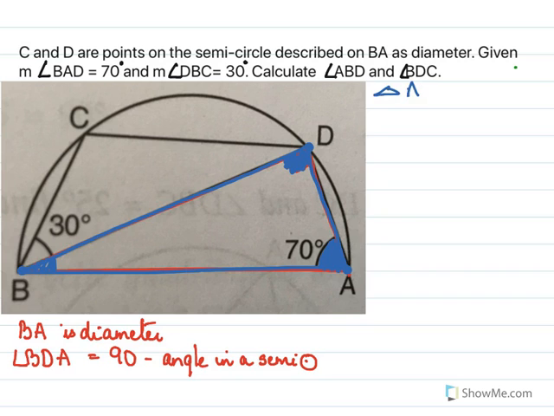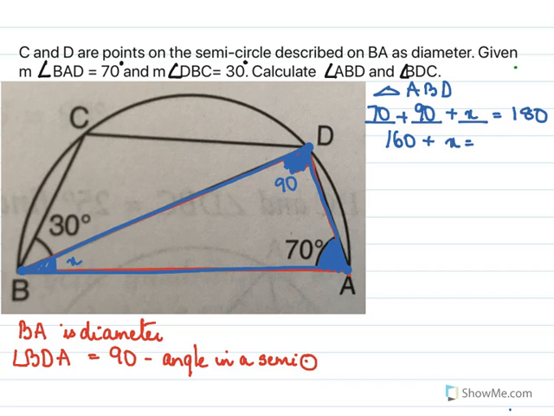So we take triangle ABD, three angles equal to 180. That is 70. This is 90. We'll take this angle as X, equal to 180. So we have 160 plus X is 180, and your X comes to 20. So now this X, I'll drop this out, and now we know that this is 20.